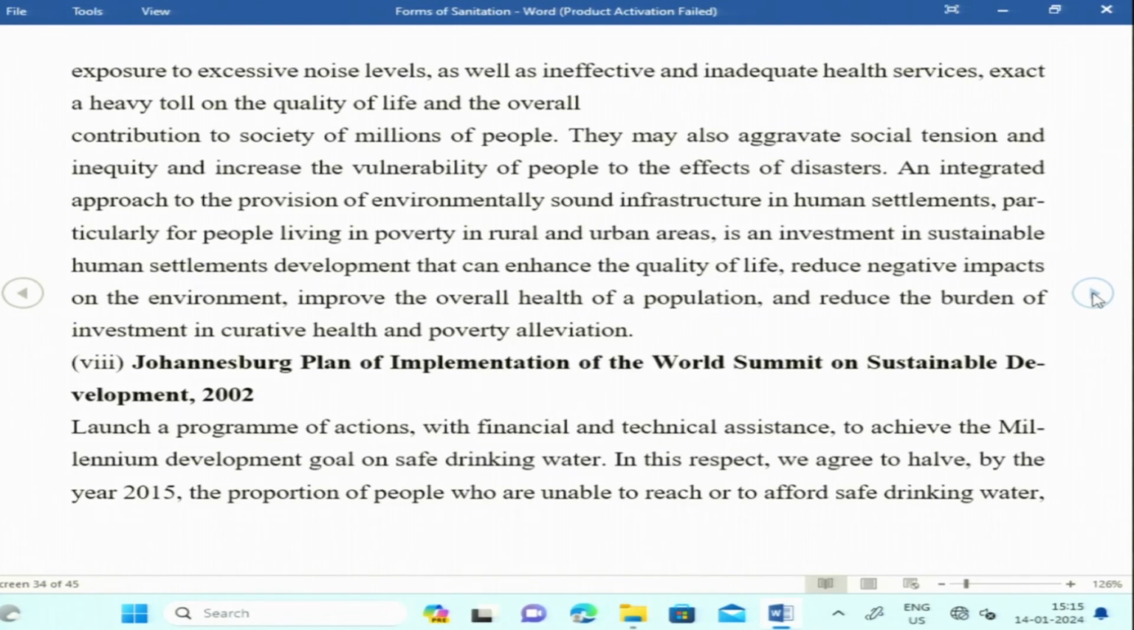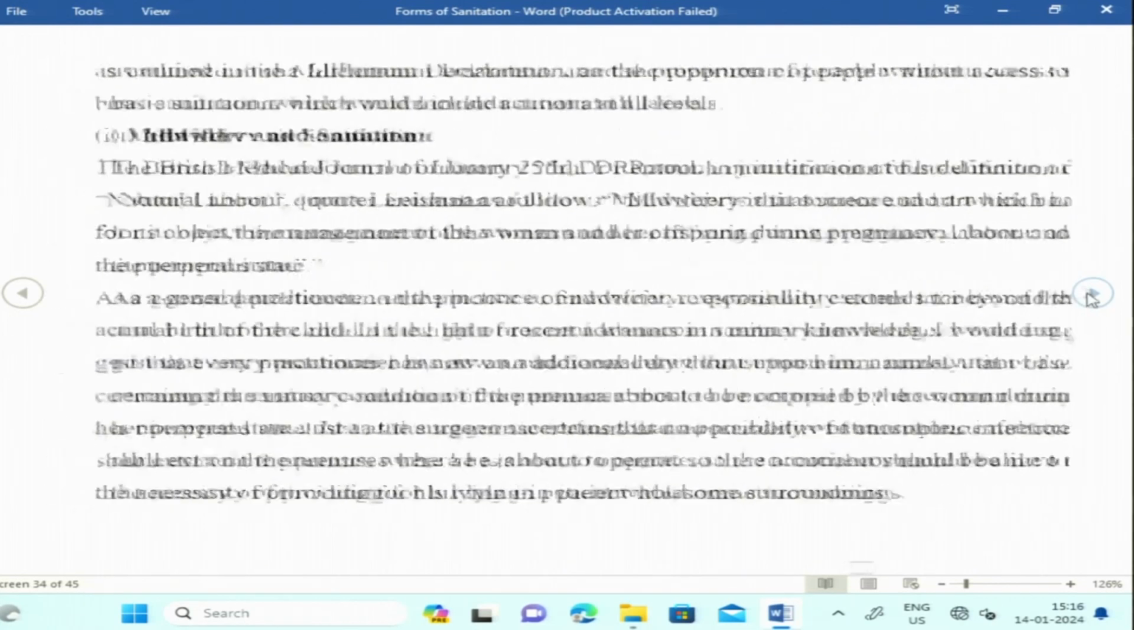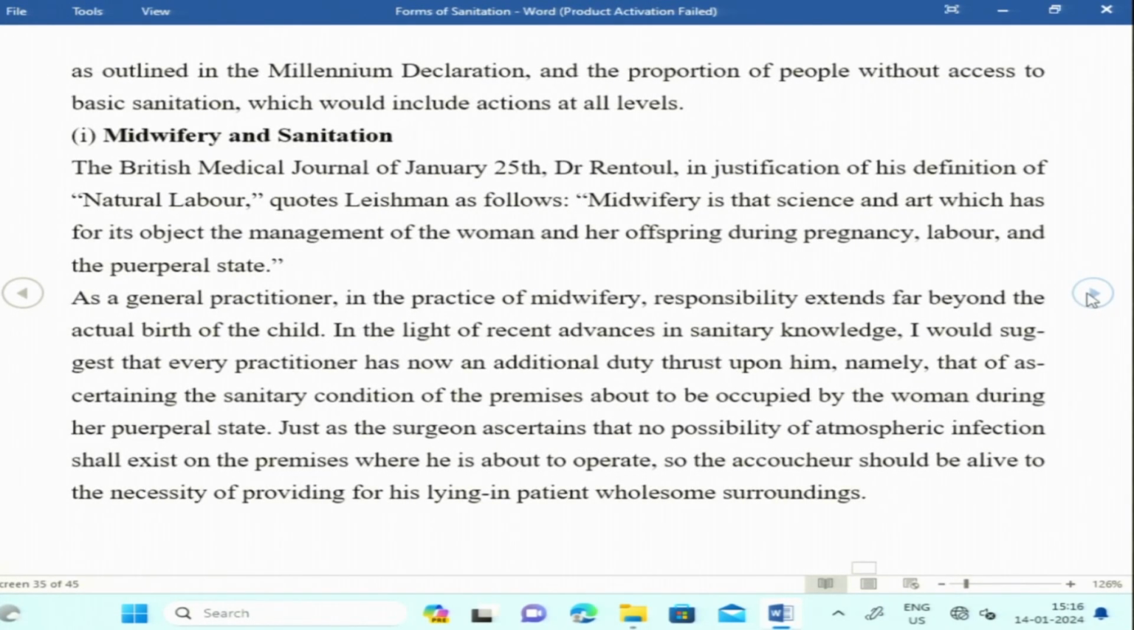And then we can quickly speak about the Johannesburg Plan of Implementation of the World Summit on Sustainable Development in 2002. There, the important aspect which has been focused upon is to achieve the Millennium Development Goals, that is the MDGs, and within that we have the provision for safe drinking water which had to be attained by 2015, but now it has been extended. We try to focus upon access to basic sanitation and the other provisions which can be part and parcel of the Millennium Development Goals.